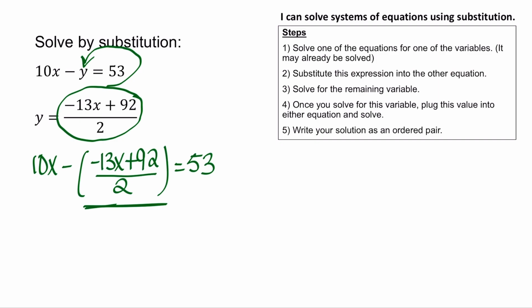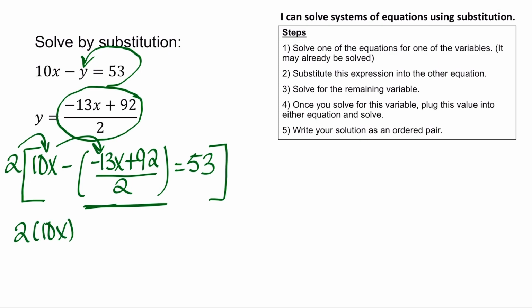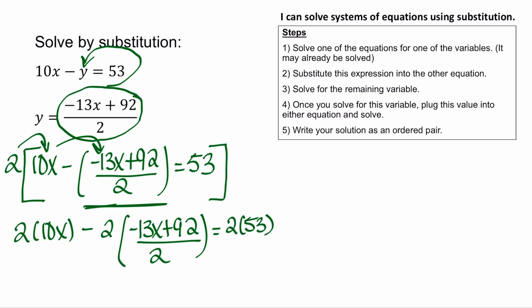Remember that I can do anything in an equation as long as I do the same thing to both sides. So I'm going to multiply this whole equation by 2 just so that I can get rid of that fraction. I'll distribute this 2 to every term. So I have 2 times 10x minus 2 times all of this, (negative 13x plus 92) divided by 2. And that equals 2 times 53, because that 2 is distributing everywhere.